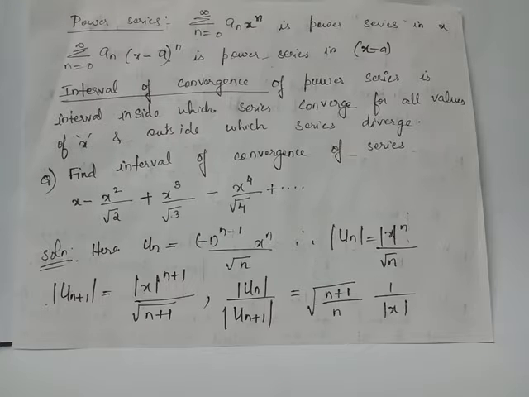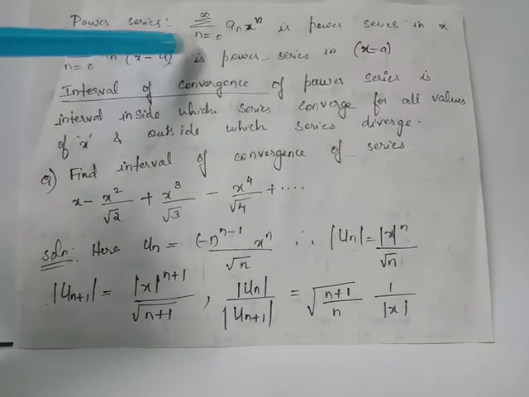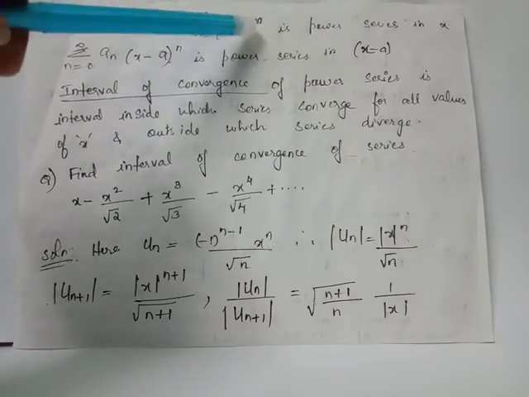Let us find out the interval of convergence of an infinite series which is given by x minus x square by root 2 plus x cube by root 3 minus x raised to 4 by root 4 plus etc. Notice that this is an example for power series of the form summation n ranges from 0 to infinity a n x raised to n.